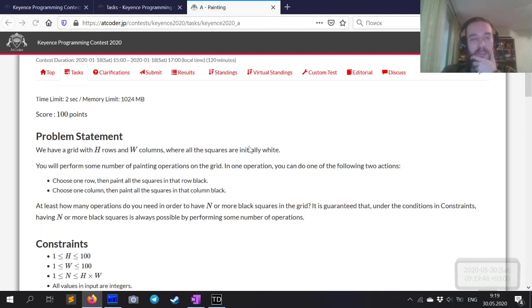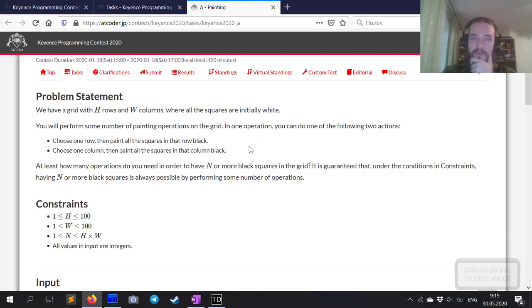Okay, so we have the first problem. If you want to read the problems for yourself, there's a link in the description to the contest, and you have them on screen, so you can pause and read with me. Okay, so we have a grid, and we can paint something. We can paint either a row completely black or a column completely black. And we need to have some number of black squares in the grid, at least N. So how many operations do we need to make?